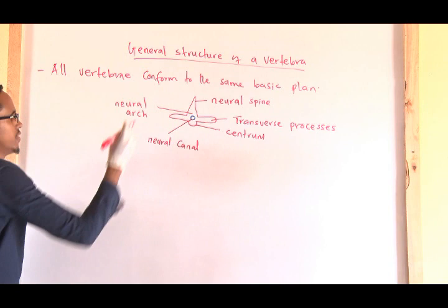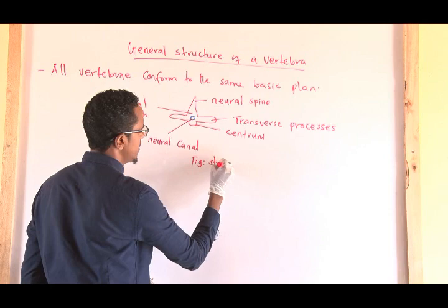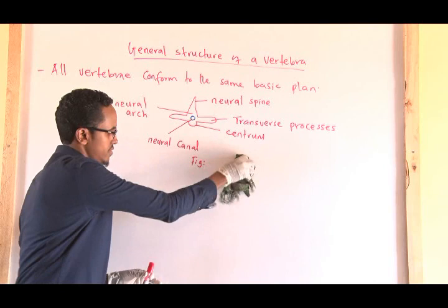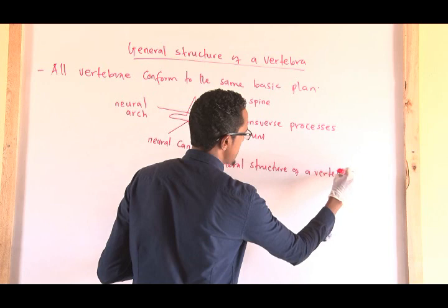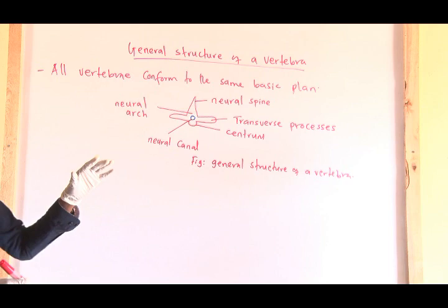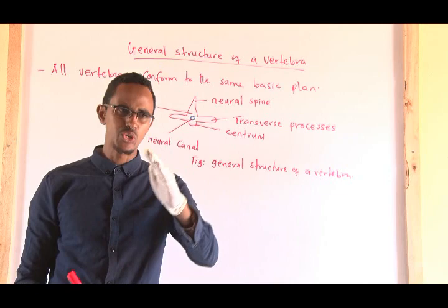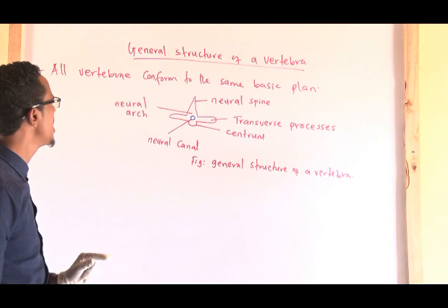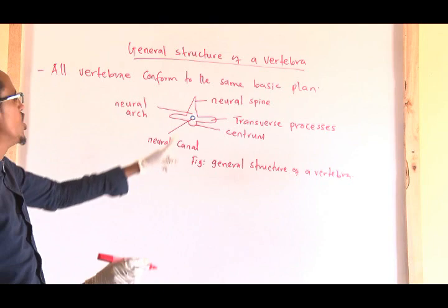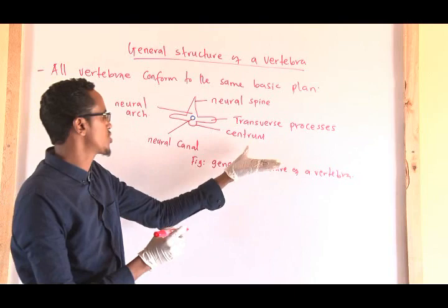Then this particular figure is the general structure of a vertebra. Very briefly, no matter where a given vertebra is found in the body, whether within the neck region, the chest, the abdomen, or even a caudal vertebra, those found within the tail, all of them conform to the same basic plan in the sense that all of them may have a neural spine, a neural arc, a neural canal, transverse processes, and a centrum.